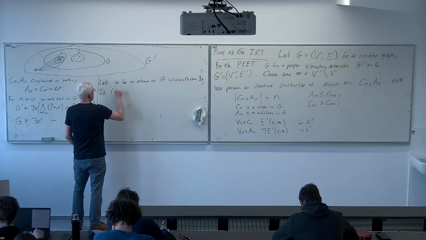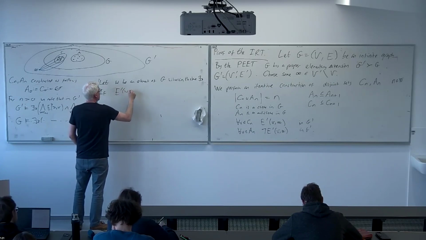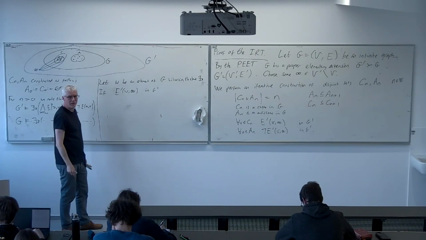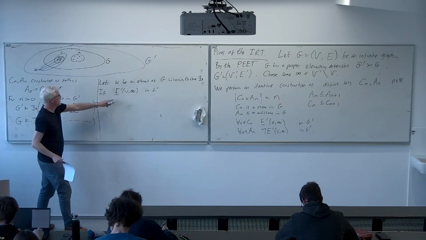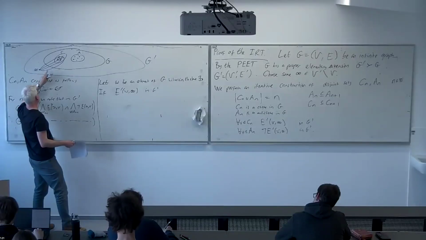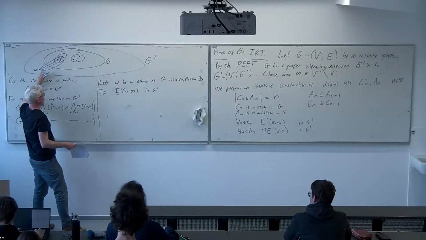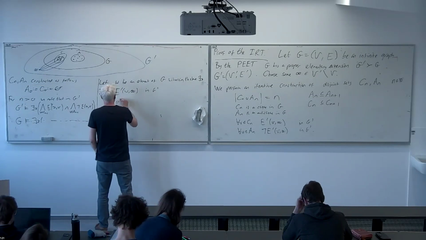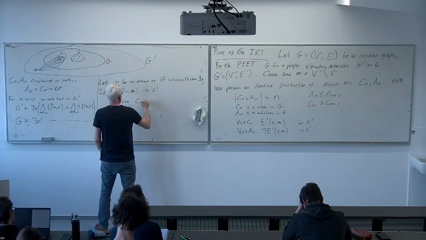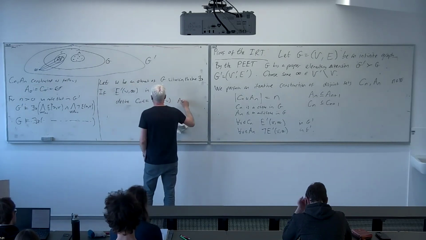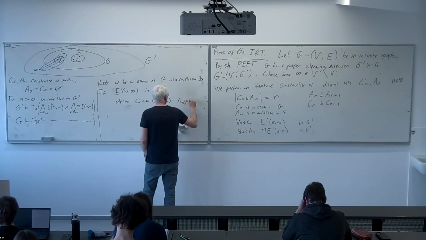So if W is an element of G, and in the case that there's an edge from W to infinity in G prime, then of course we include W in C, because we need to maintain that property that all the elements of C have edges to infinity. And if there is no edge to infinity, then we include W in A. So we define C of n plus 1 to be equal to Cn union W, and An plus 1 to be equal to An.